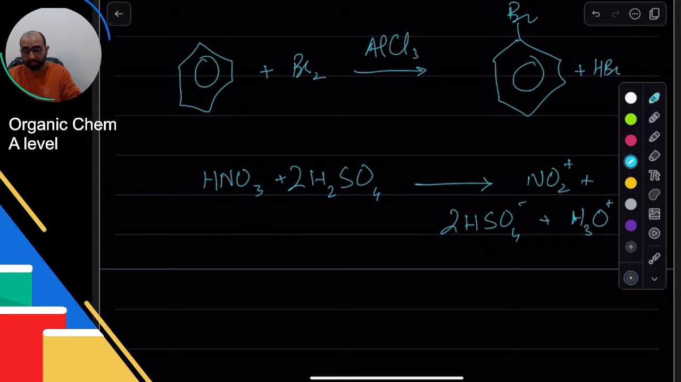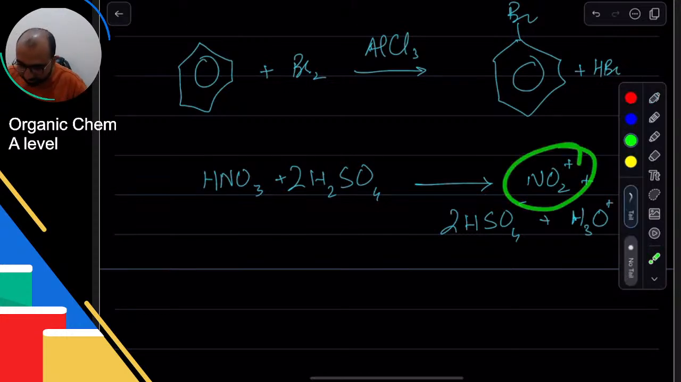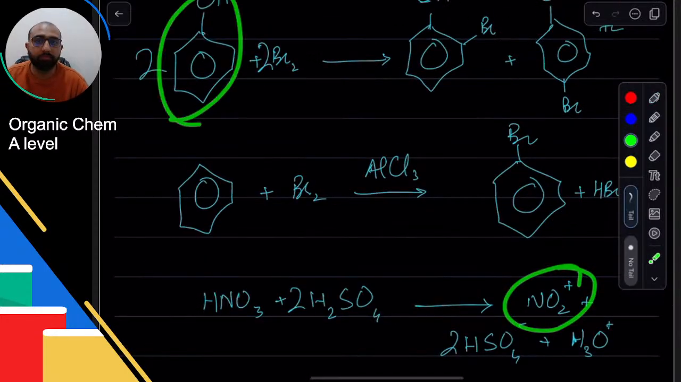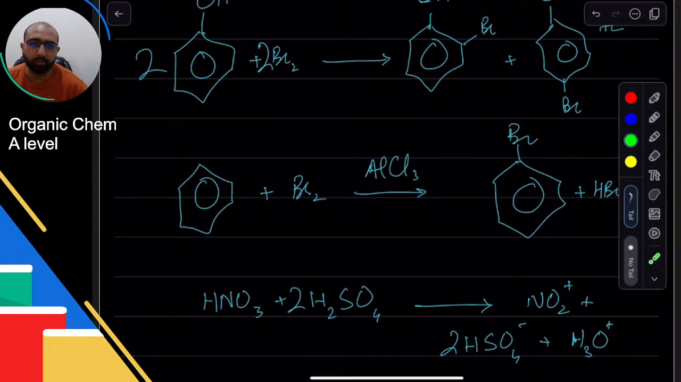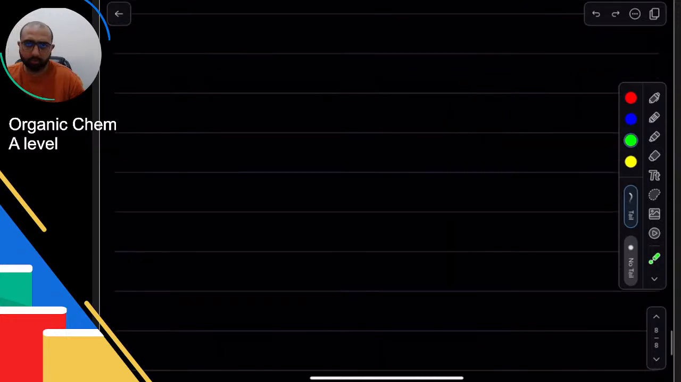So we need this to create the nitro, and then this nitro will react with phenol. So that's one thing you need to know, that even though the ring is pretty active, it's still not powerful enough to create nitro by itself. Okay, all right, so just one more question and then we'll move on to the next topic.